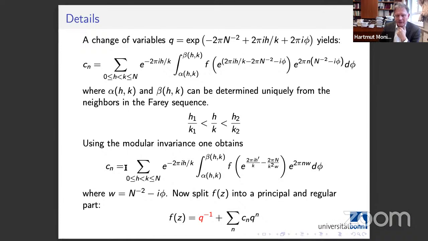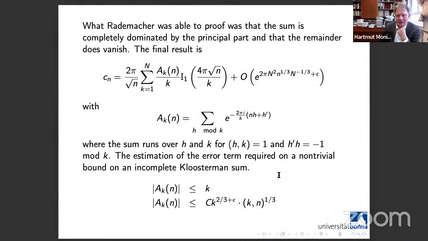I'm not going to go through all the details of the calculation, but basically, by summing over these Farey arcs and integrating over this range, you can simplify this integral. The integral can be understood as a modified Bessel function. And once you have that, you are left with this sum.